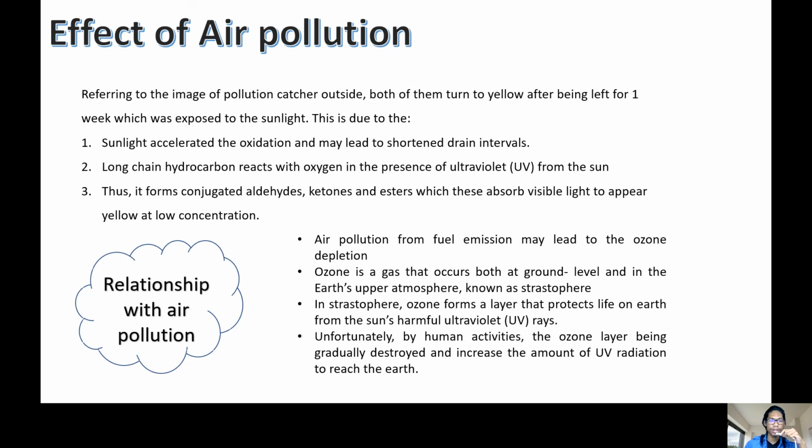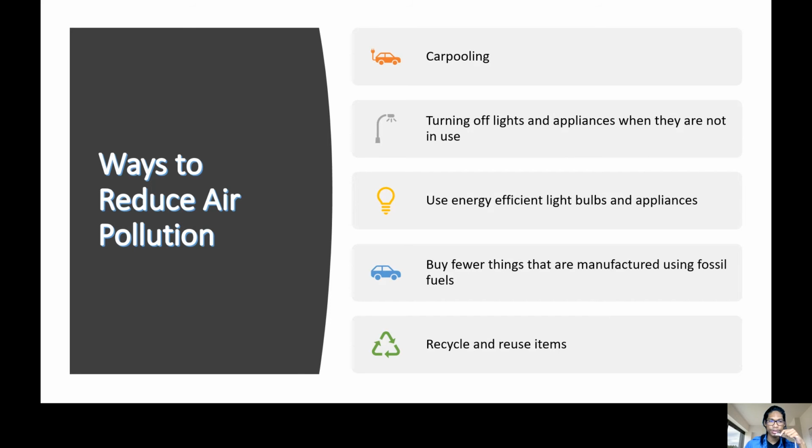So what is the relationship with the air pollution? Air pollution from fuel emission may lead to ozone depletion. Ozone is a gas that occurs both at ground level and in the Earth's upper atmosphere, known as the stratosphere. In the stratosphere, ozone forms a layer that protects life on Earth from the sun's harmful ultraviolet rays. Unfortunately, due to human activities, the ozone layer is gradually being destroyed, increasing the amount of UV radiation that reaches the Earth. So finally, these are the ways to reduce air pollution.